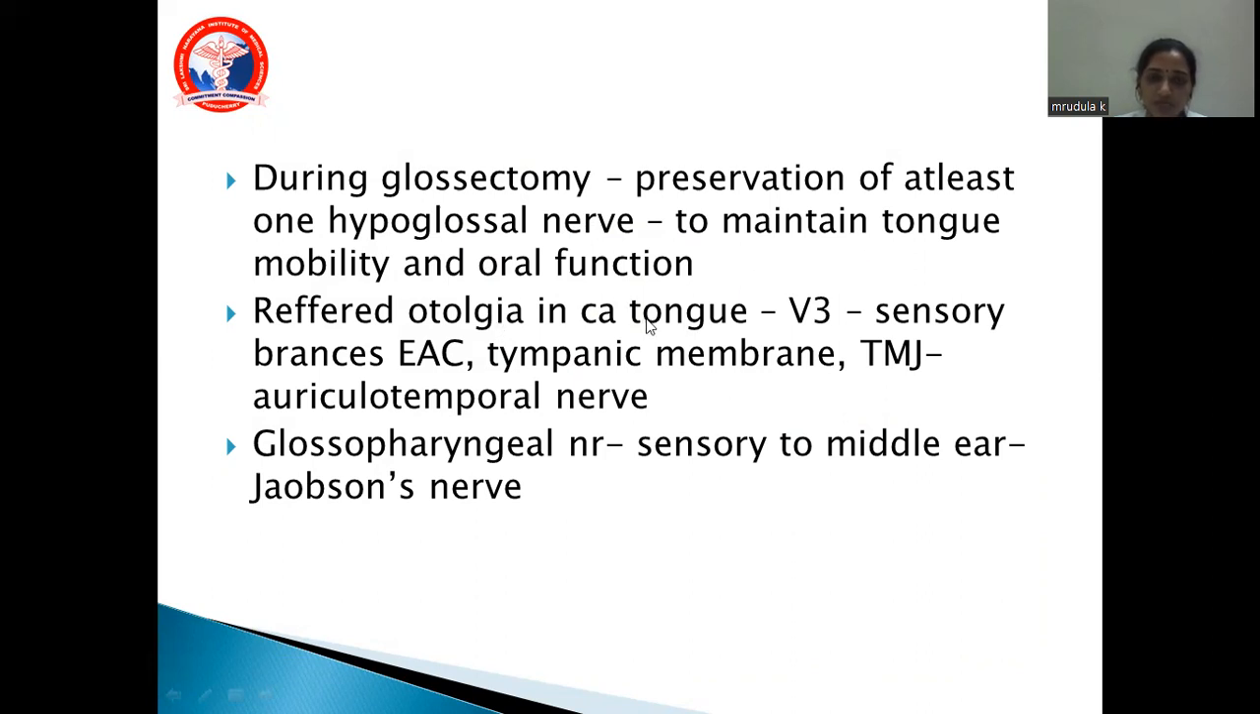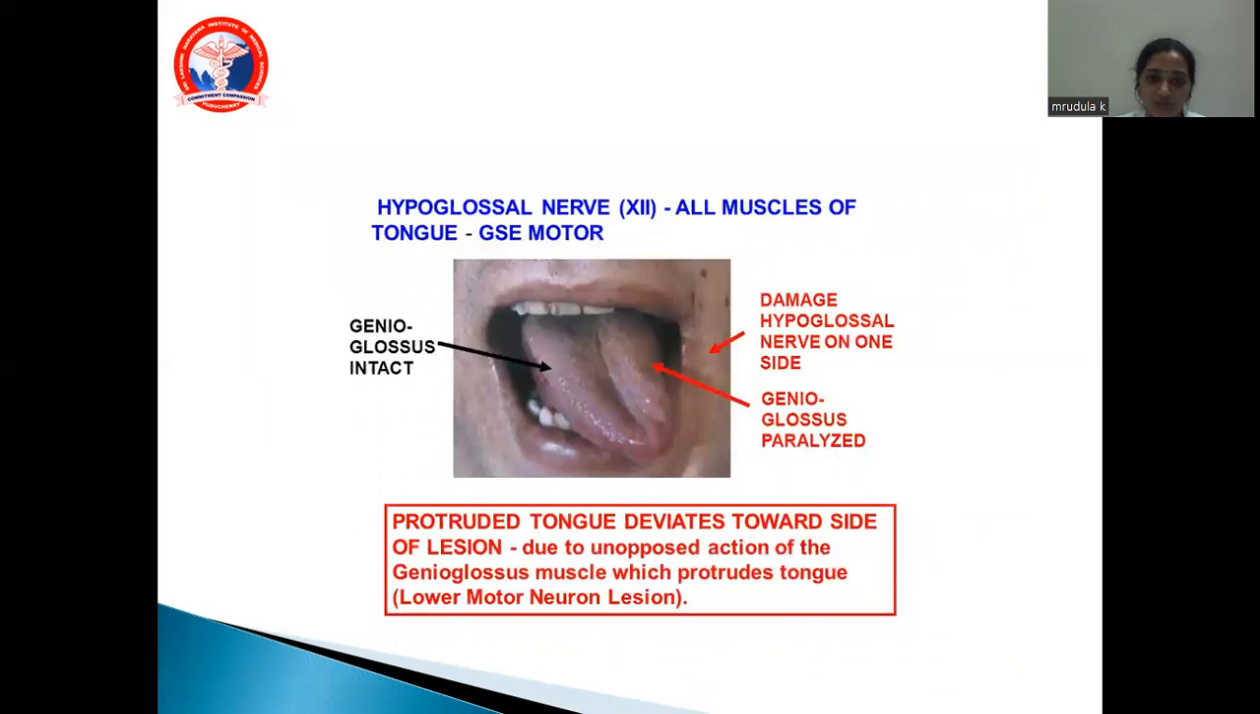Referred otalgia in cancer tongue is because of trigeminal nerve stimulation, which also has a sensory branch to the external auditory canal and tympanic membrane and temporomandibular joint via the auriculotemporal nerve. And glossopharyngeal nerve is sensitive to the middle ear, and it is called Jacobson's nerve. So there is a referred pain in CA tongue patients because of these two nerves, that is the trigeminal nerve branches and glossopharyngeal nerve branches.